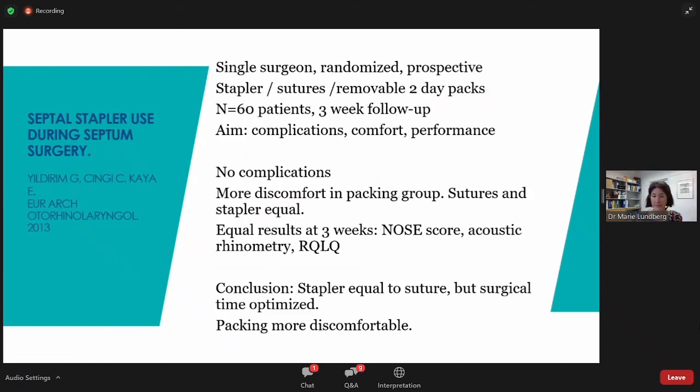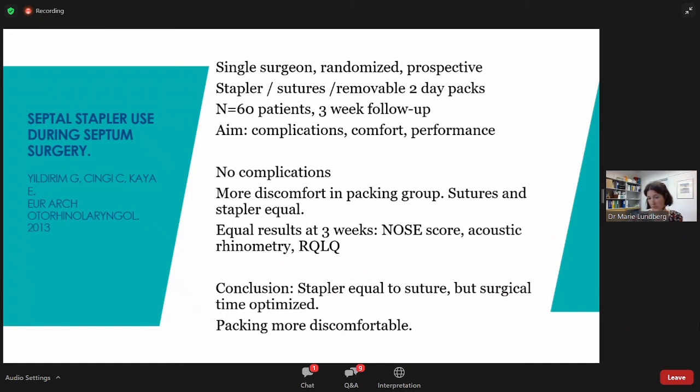Then the next one was a single surgeon study. The patients were randomized into three groups: staplers, sutures, and removable packs that were taken out after 2 days, 60 patients, and a 3-week follow-up. And they looked at complications, comfort, and performance. They saw no complications at all, which is quite good for 60 patients, I would say, when you look at the normal percentages of complications.